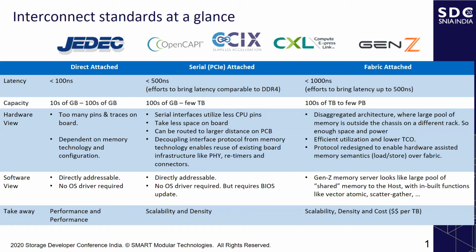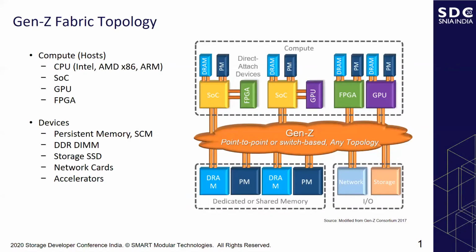So the key takeaways from this slide are: direct attached memories are only and only for performance. The serial attached is for scalability and density. But if you really want the advantage of scalability, density, and cost, the fabric attached protocols like Gen Z are the answer. Now let's look at some of the Gen Z fabric topologies.